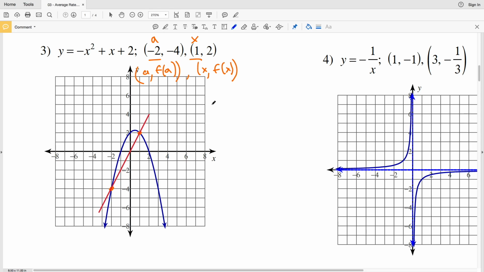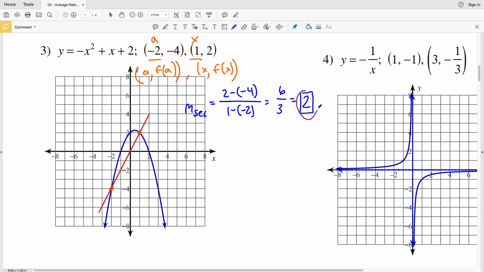It's the change in y over the change in x. So the change of our function evaluated at the given intervals over the change in that interval. So the slope of the secant is f of x minus f of a, which is 2 minus negative 4. So we have 2 minus negative 4, and that's all over x minus a, 1 minus negative 2. 2 minus negative 4 is 2 plus 4, which is 6, and 1 minus negative 2 is 1 plus 2, which is 3, and 6 over 3 is a positive 2. So the slope of our secant line is 2.